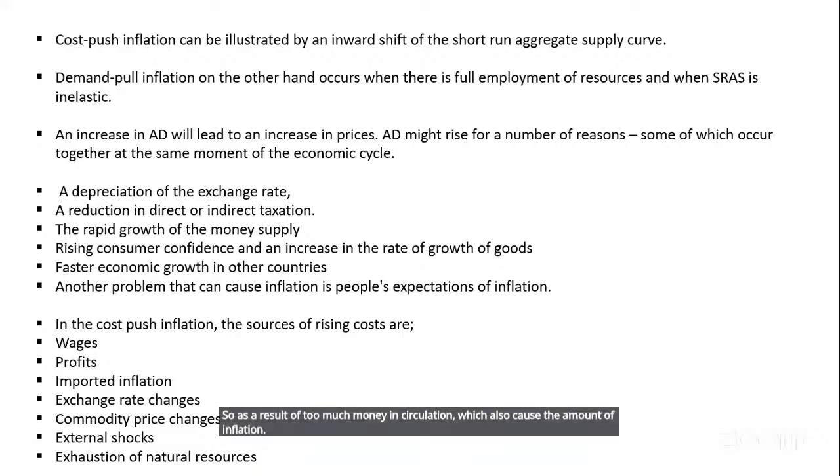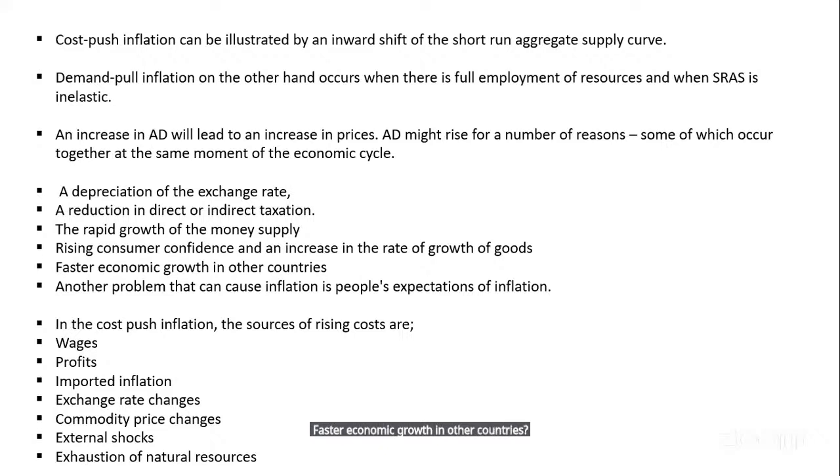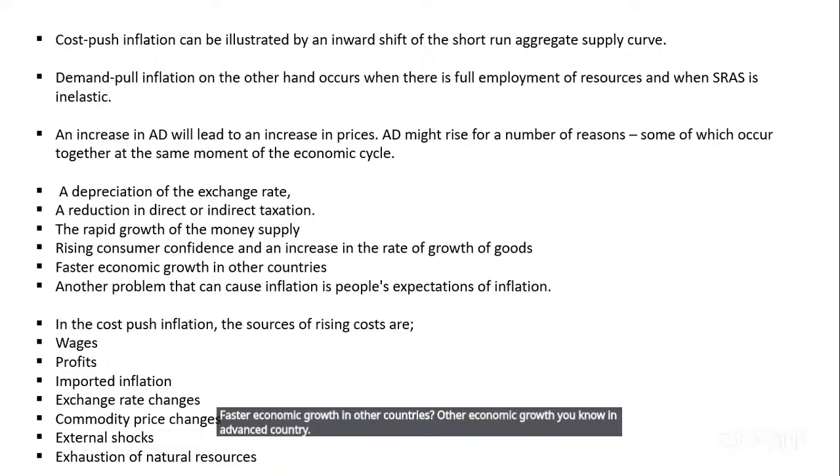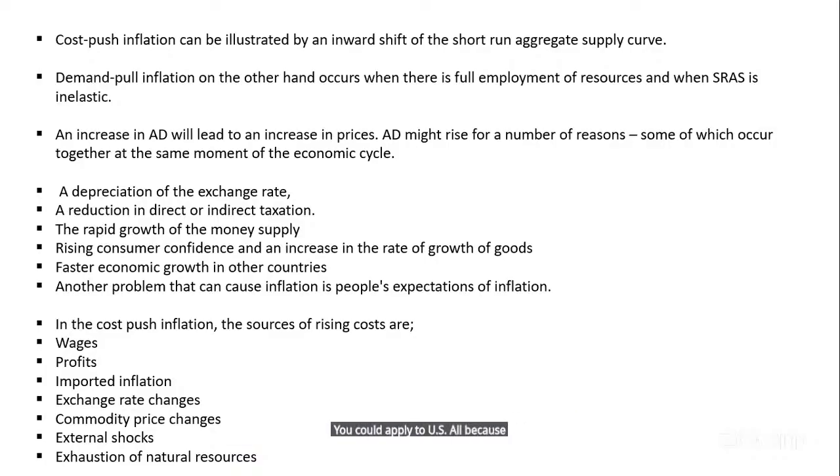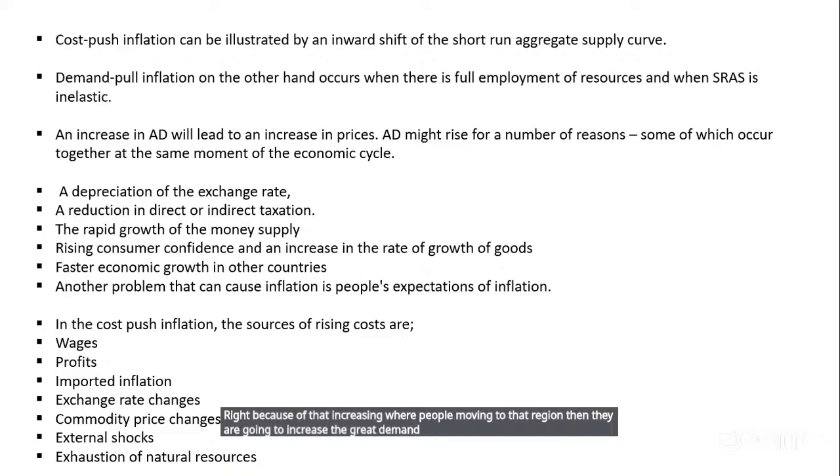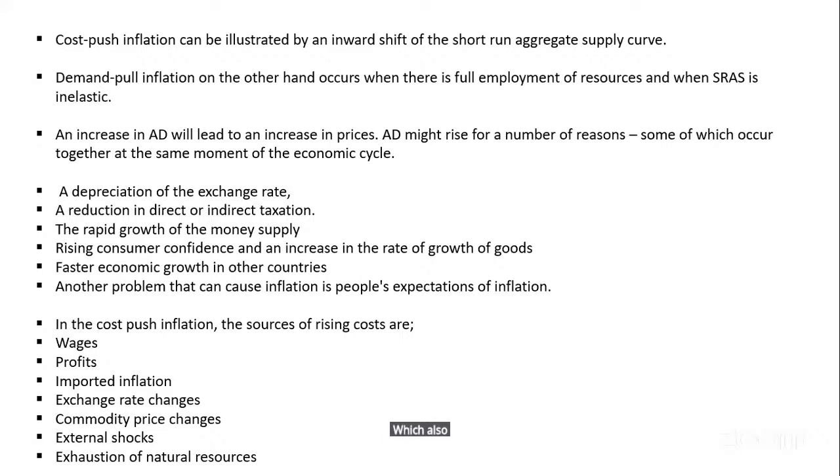Faster economic growth in other countries. In advanced countries, most of our Nigerians jackpot to Canada, to the UK, to the US, all because the economy in the US is growing, right? Because of that, the increase in people moving to that region is going to increase aggregate demand for products produced in that region, which also causes inflation in that region.